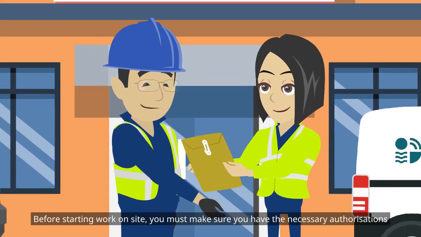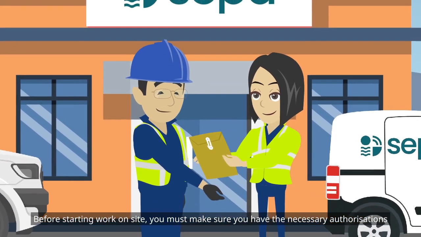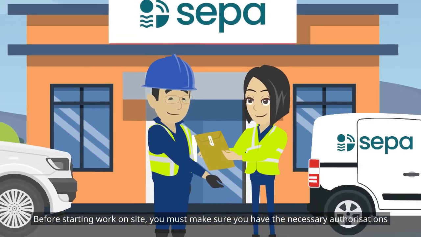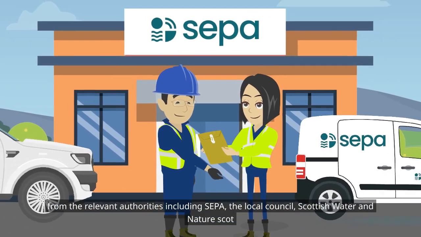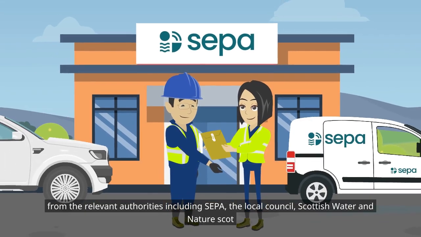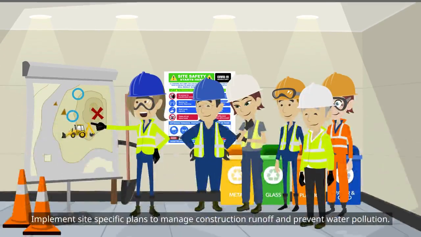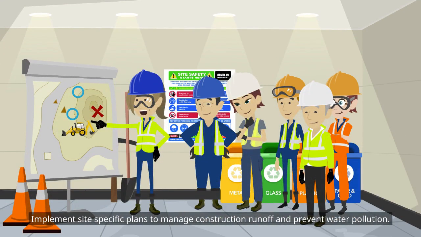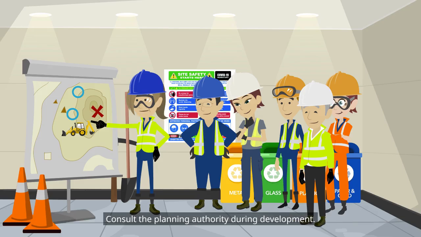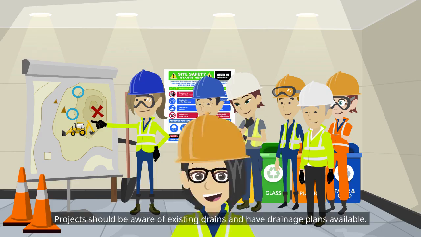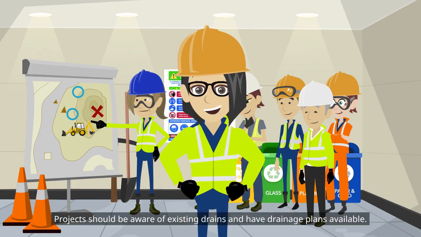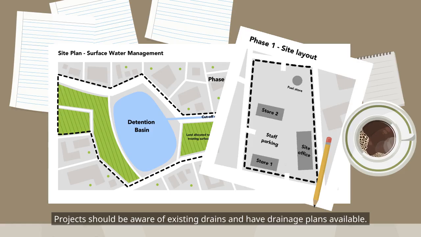Before starting work on site, you must make sure you have the necessary authorisations from the relevant authorities, including SEPA, the local council, Scottish Water and Nature Scot. Implement site-specific plans to manage construction runoff and prevent water pollution. Consult the planning authority during development. Projects should be aware of existing drains and have drainage plans available.